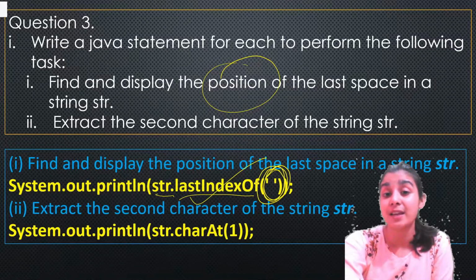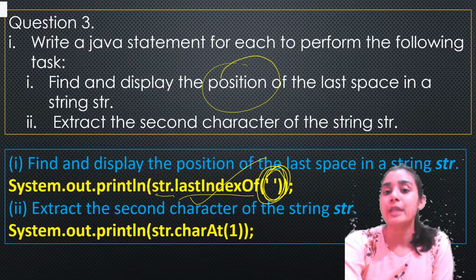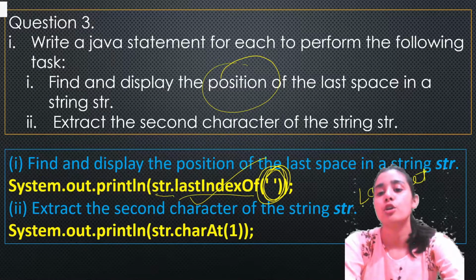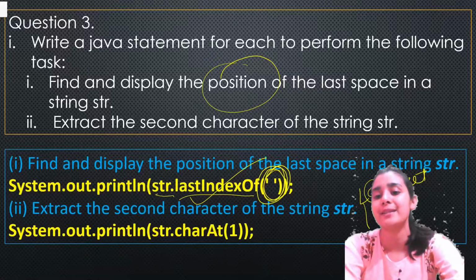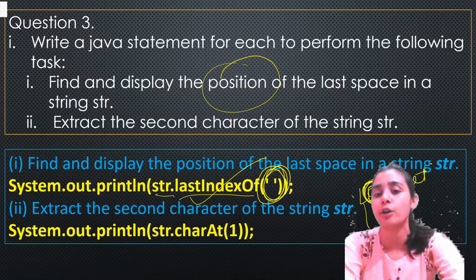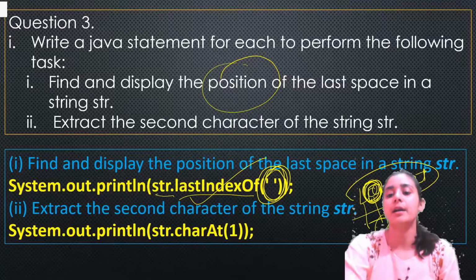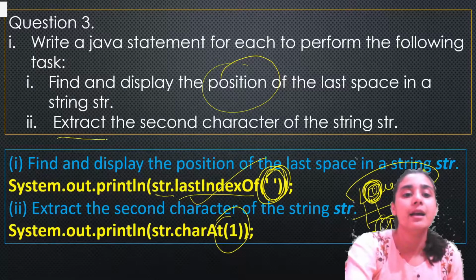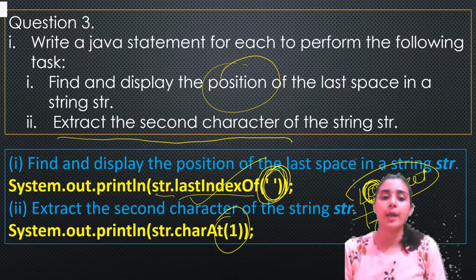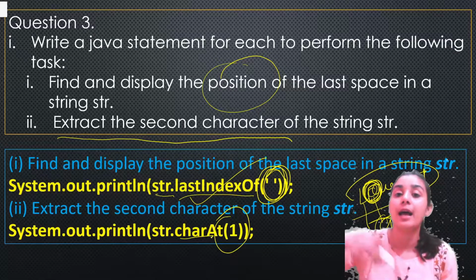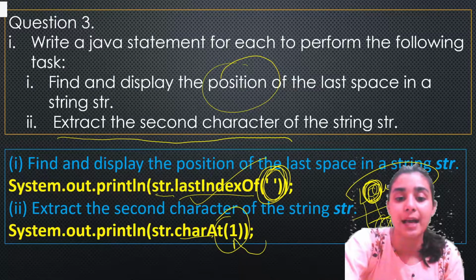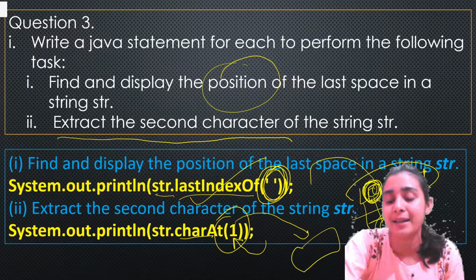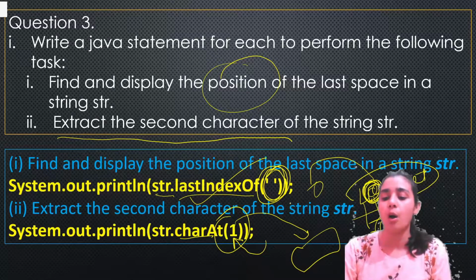Next: extract the second character of the string str. As we know, for example, there is a string, let me take my name here. This is index 0 and this is index 1, which is my second character of this name, right? Second means its index value is 1, so I'm putting 1 here. So that is how we find the second character of the string. charAt means at that position, whatever you give inside the parameter, it will pick that particular value only. Here index 1 means O only. Okay, so this is how we have done it.